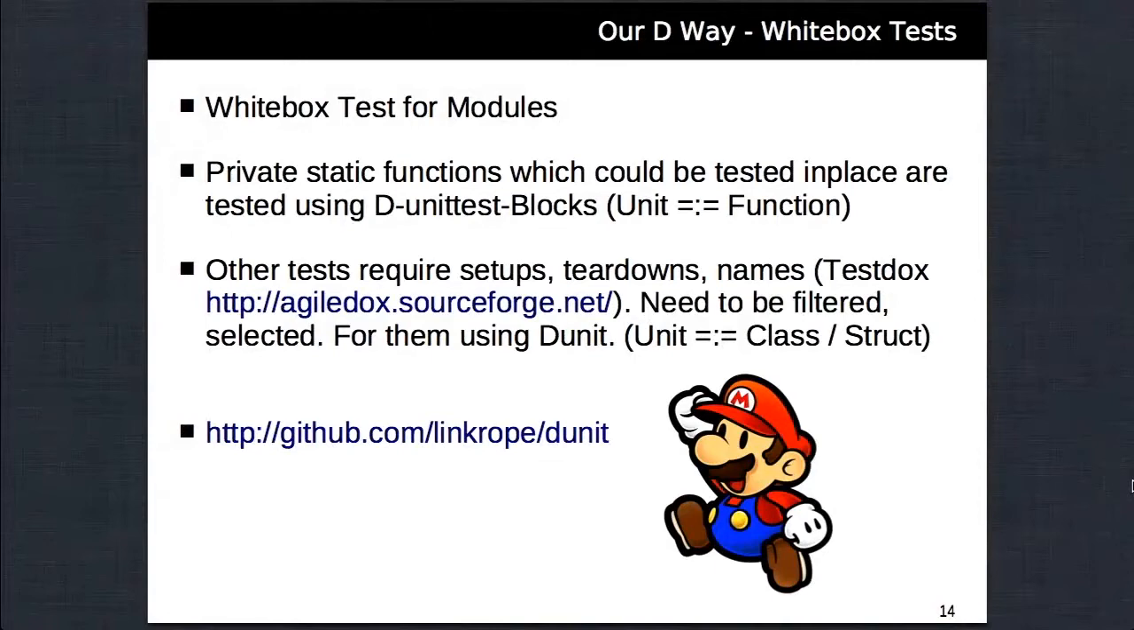So how do we test? We whitebox test our modules, and we do this in 2 ways. The first and simple way, the private static functions, these are tested with the unit test blocks. That means for these unit tests, the unit is a function. And as we write the function, we also write the unit test directly under it to document how to use the function, how this function is working. But more complex tests, application tests, where the unit is a class or a struct, these require setups and teardowns.